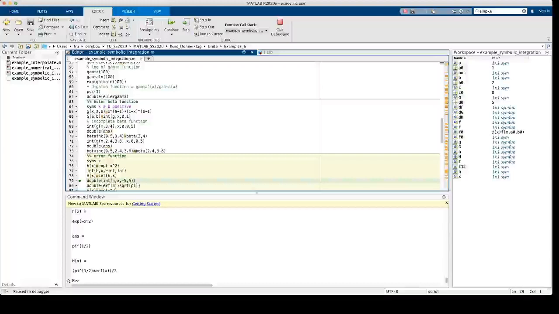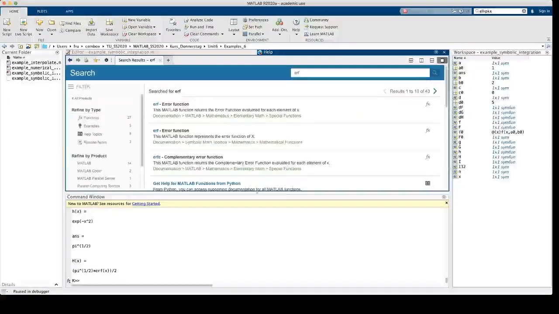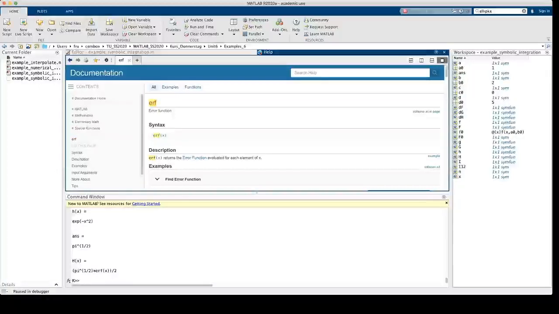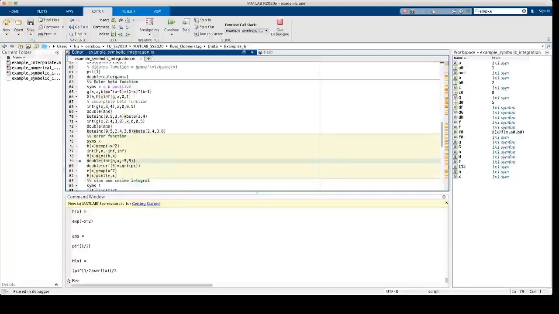What's the definition of ERF? Let's have a look in the help section. So ERF, the error function, that's the definition. It's an integral from 0 to x over e to the power of minus t squared and then multiplied by 2 over square root of pi. So if we compute the integral over h from minus 5 to 5, for instance, this should just be the error function at x equals 5 times the square root of pi.